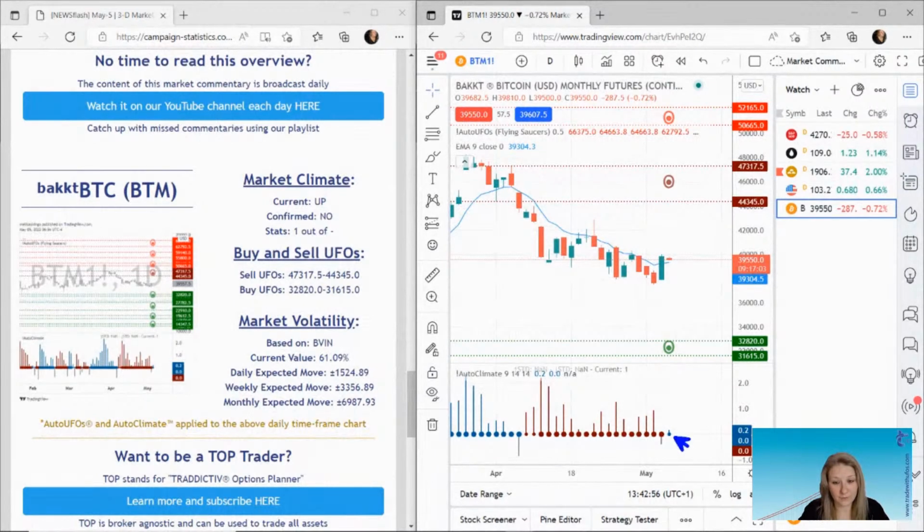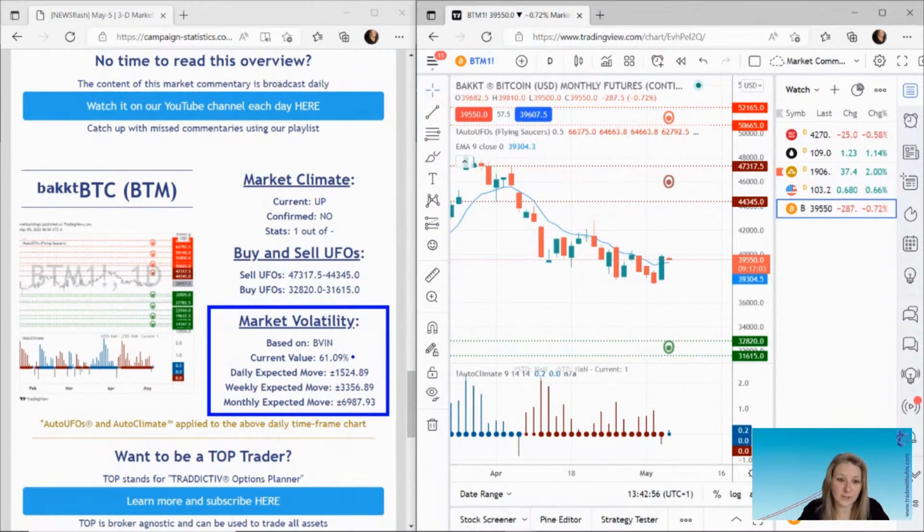So bakkt Bitcoin, again, for the first time in a while, a thin dot, no longer probability down, kind of undecided, not sure what it's doing. Now, we also have buyers and sellers, but quite a way away from where we are now. We have sellers here between 47,317.5 to 44,345. We have buyers down here at 32,820 to 31,615. And we're in the middle, in between them. So we are unlikely to be hit by either of one of them today. And again, not sure what's going on with the climate. Best to leave it alone.